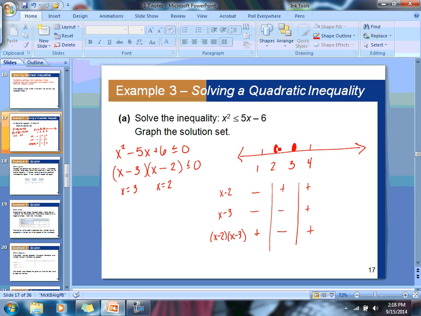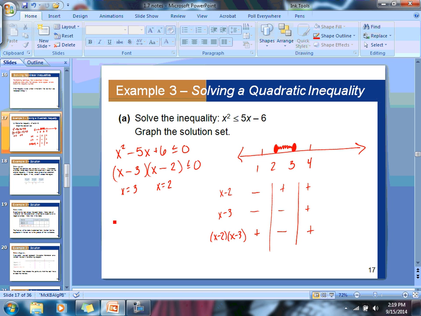So where I want to shade is where that value is negative. Okay? Because I had a less than inequality. So I want that negative value. I want that value that's going to be, since this would be a parabola, I want that part of the parabola that is less than or below my x-axis. And that's going to happen here between the 2 and the 3.